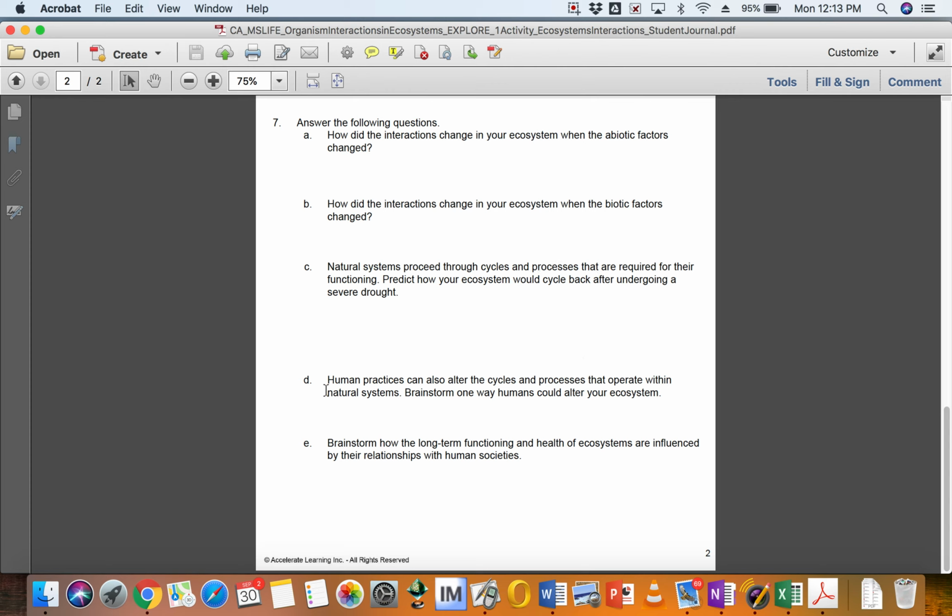Okay. D, this has been my concern, natural systems. We're talking about a naturally occurring ecosystem that's been affected by human practices. This is very similar to the competition concentration question. Again, just how do the cycles and processes, how does the ecosystem get altered based on what humans do to it? Okay, and then in the long term, what happens to ecosystems because of human interactions with them.